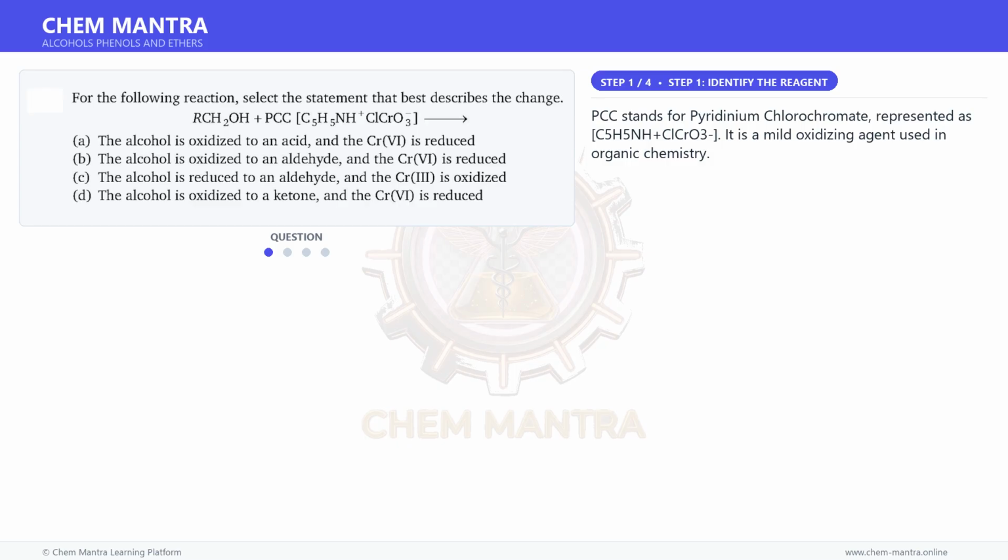PCC stands for pyridinium chlorochromate, represented as C5H5NH+ CrO3Cl-. It is a mild oxidizing agent used in organic chemistry. Moving on to the next step.